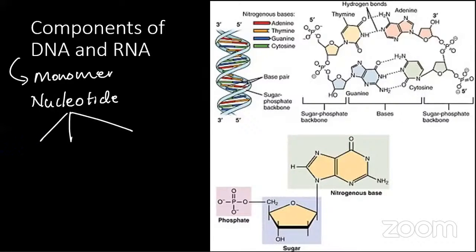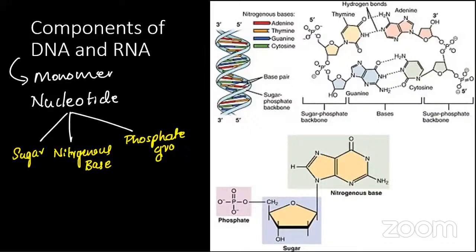So the nucleotide contains a sugar, and also a nitrogenous base. Correct, Shushmita. And also a phosphate group. What is the sugar then? The sugar which is present here is a pentose sugar. What is the meaning of pentose sugar? Can anybody tell me what is the meaning of pentose sugar?